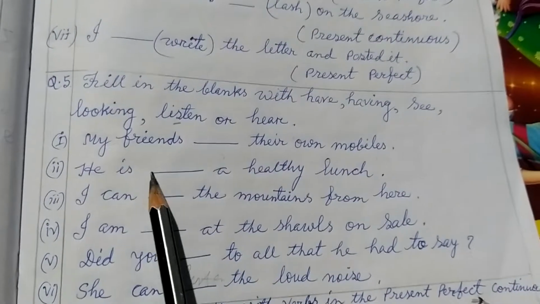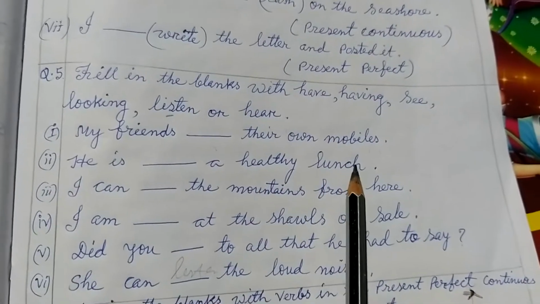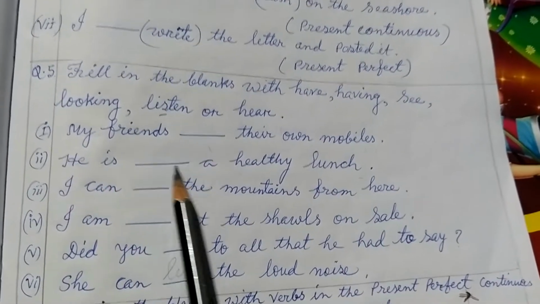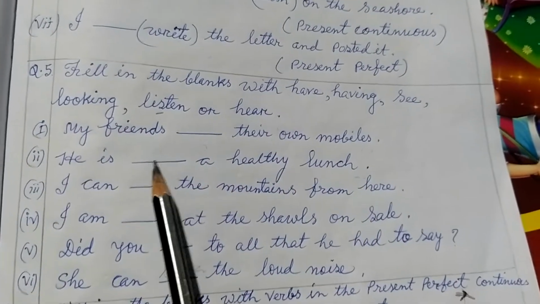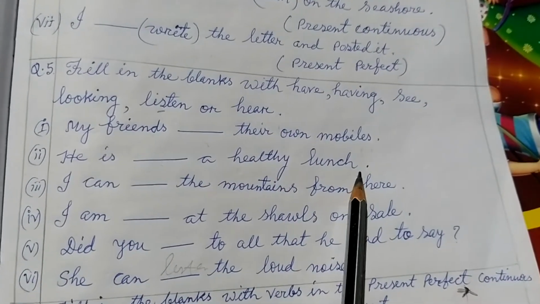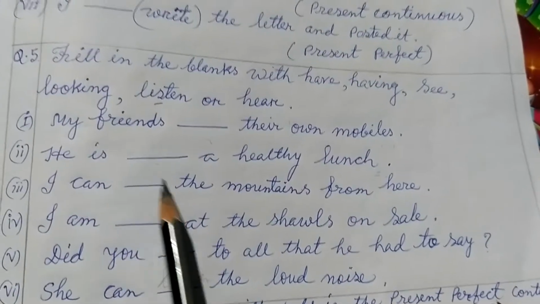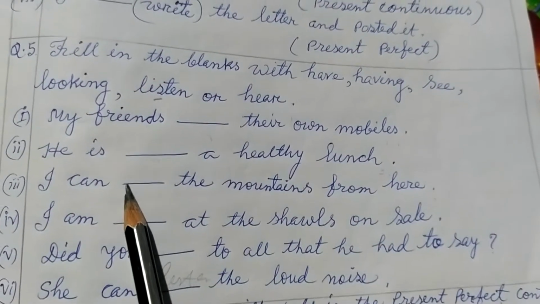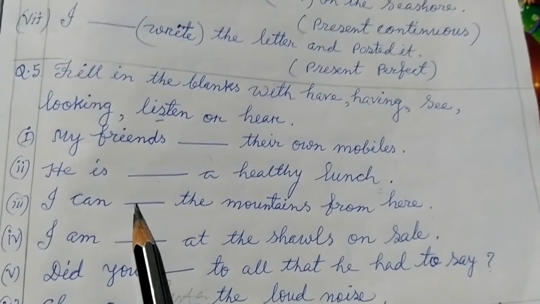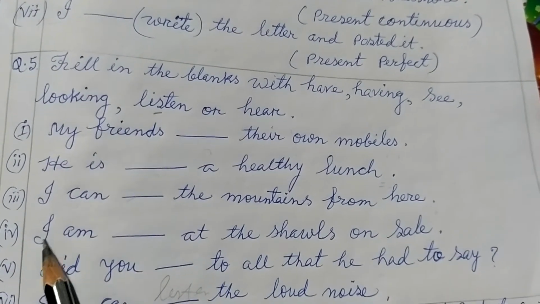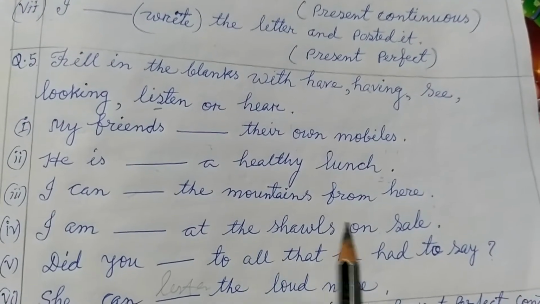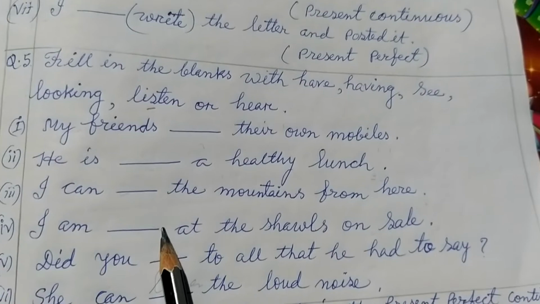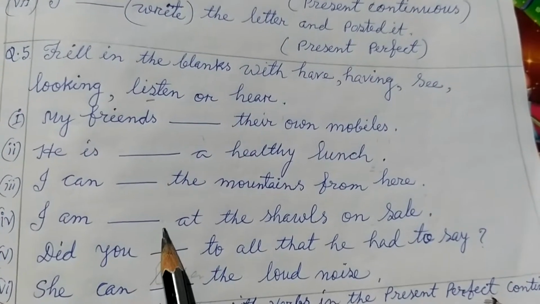Number 2. He is dash a healthy lunch. So students, here he is having a healthy lunch, means he is eating a healthy lunch. So number 3. I can dash the mountains from here. So the answer is I can see the mountains from here. I am dash at the sales on sale. I am looking at. So the answer is looking, L-O-O-K-I-N-G, looking at the sales on sale.